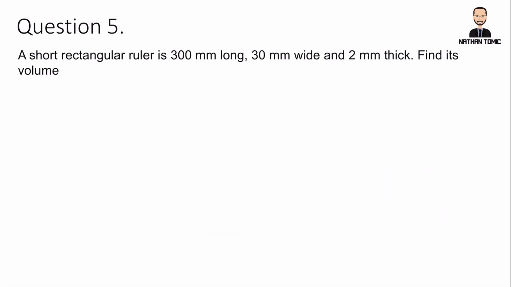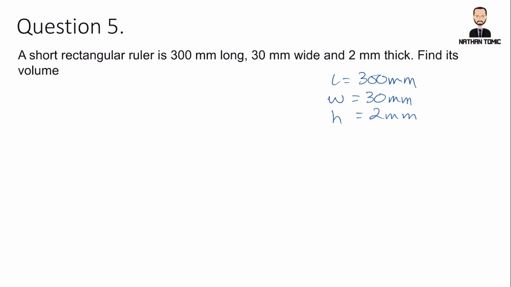Question 5, again, another worded question. A short rectangular ruler is 300 millimeters long, 30 millimeters wide and 2 millimeters thick. Find its volume. So again, all our measurements have already been given to us. Our length is equal to 300 millimeters. Our width is equal to 30 millimeters. And our height is equal to 2 millimeters.